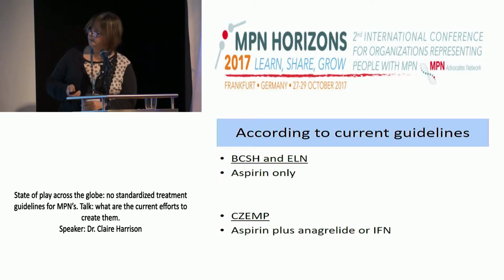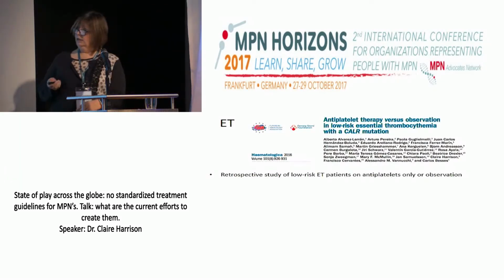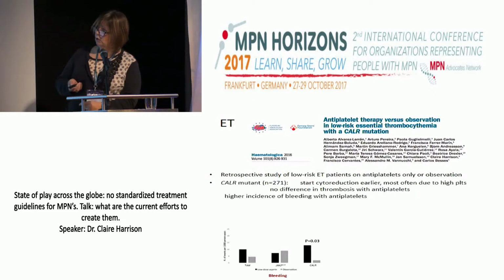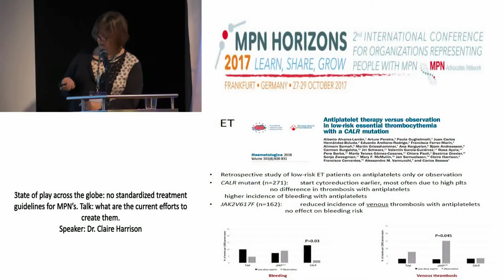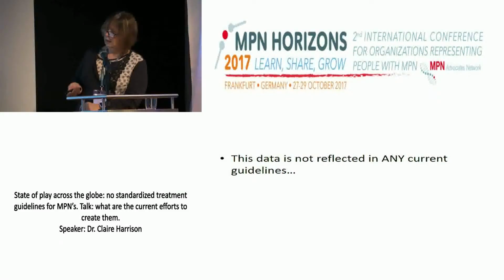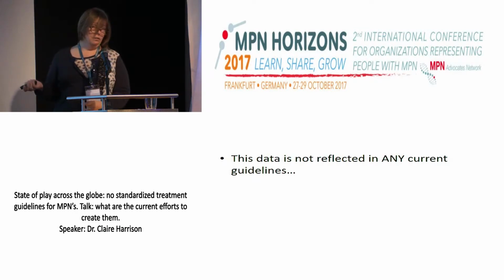But actually, more recent data, which is more recent than any of our guidelines, comes from a collaboration across Europe looking at retrospective analysis of low-risk patients treated with aspirin or not, and showed that the CALR patients here, treated with aspirin, black, had a higher risk of bleeding, not true for JAK2 positive patients. The CALR patients with regard to venous thrombosis had no benefit of using aspirin, but the JAK2 patients did. So this data is not reflected in any current guidelines and would have influenced the treatment of that patient.